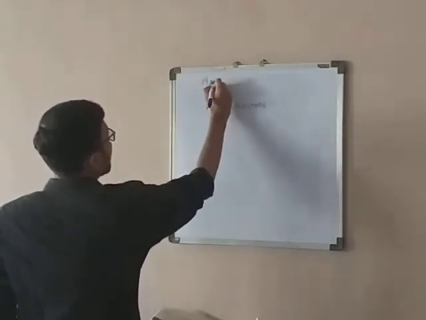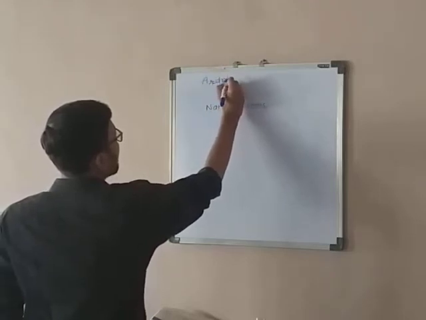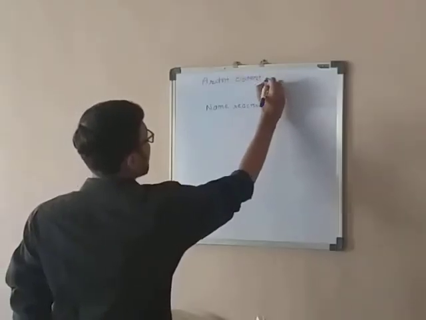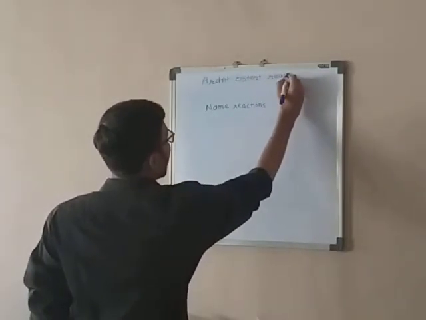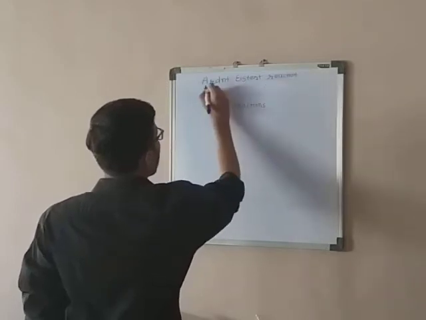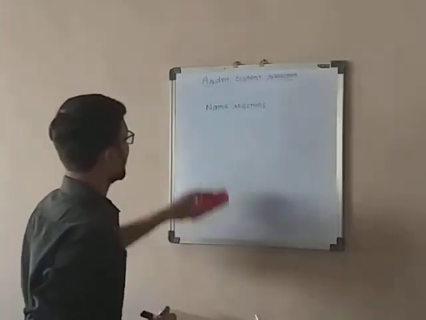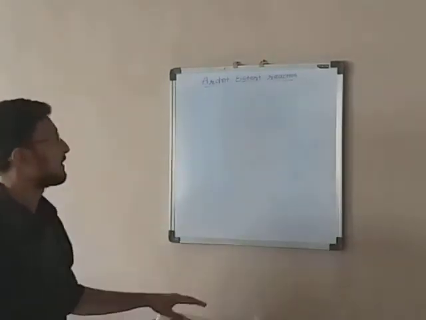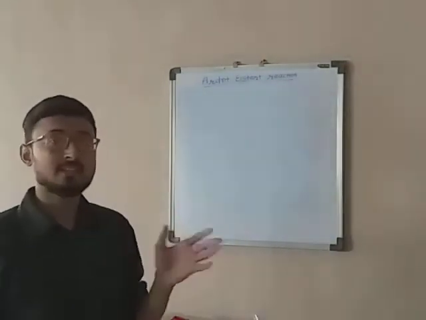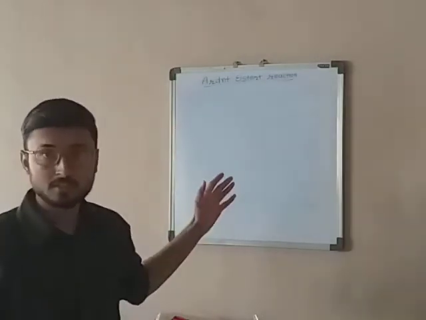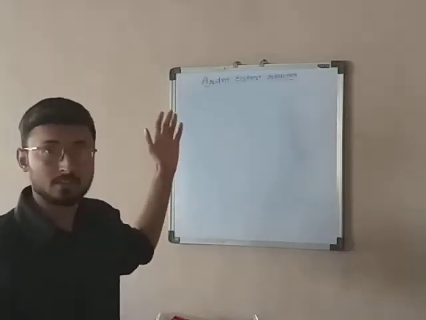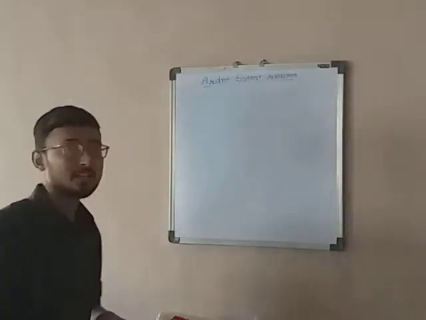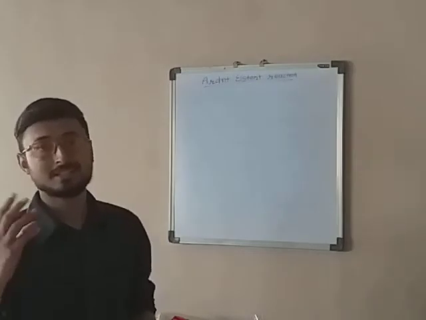What is the name? Arndt-Eistert reaction. Okay. So the name of the reaction is Arndt-Eistert reaction. So first of all, we will see the basic reaction: what is the starting material, what are the reagents, and what is the final product we obtain. So basically Arndt-Eistert reaction is a three-step reaction.